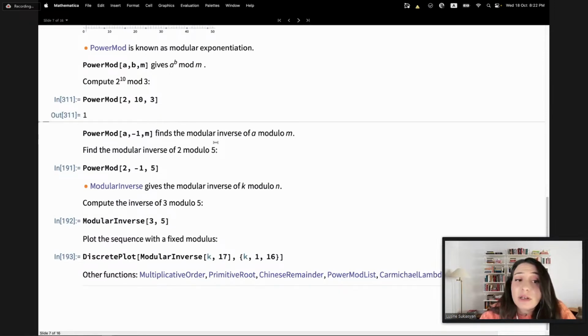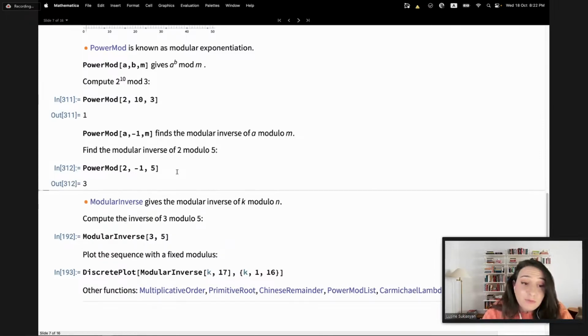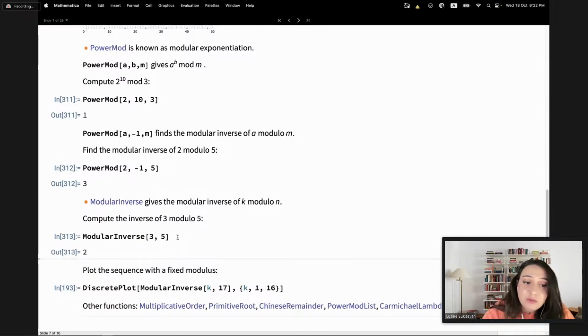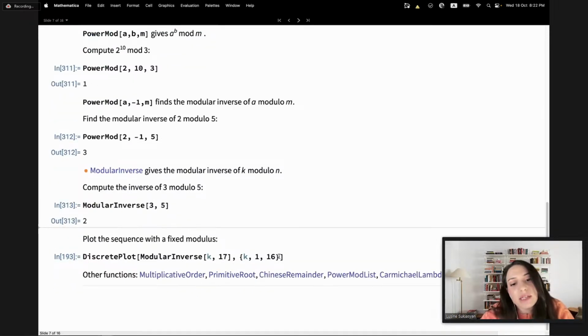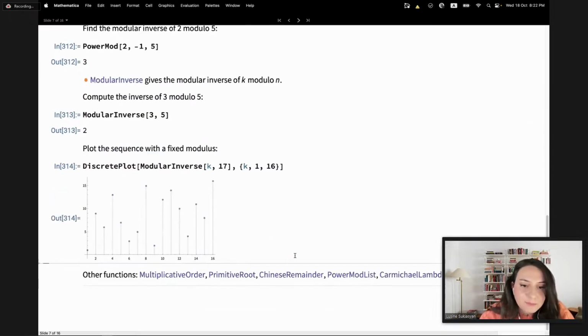PowerMod with a power of -1 finds the modular inverse of a modulo m. Like in this case, we can find the modular inverse of 2 modulo 5 by doing this. And of course, we have a function for that, which is ModularInverse. It gives the modular inverse of k modulo n. So we can compute the inverse of 3 modulo 5 by using that function, and we'll get 2. Or we can plot the sequence with a fixed modulus like this. Other functions here are MultiplicativeOrder, PrimitiveRoot, ChineseRemainder, PowerModList, CarmichaelLambda, and PrimitivePolynomialQ.